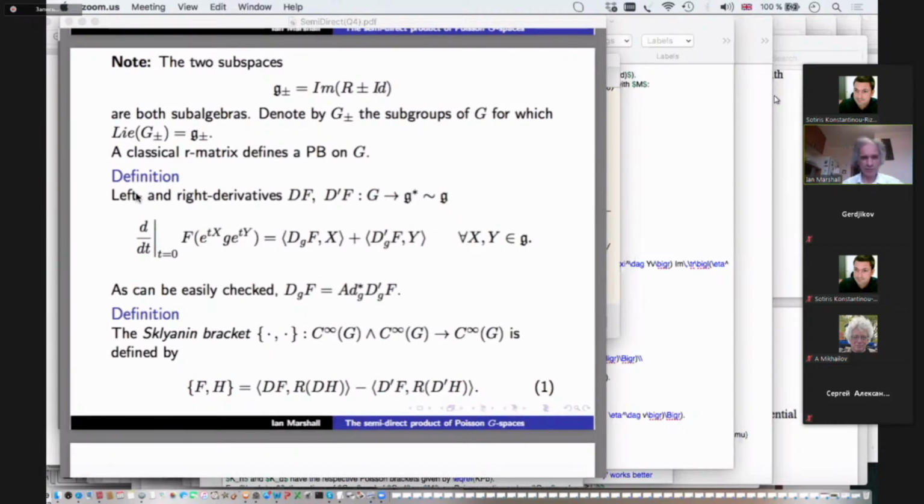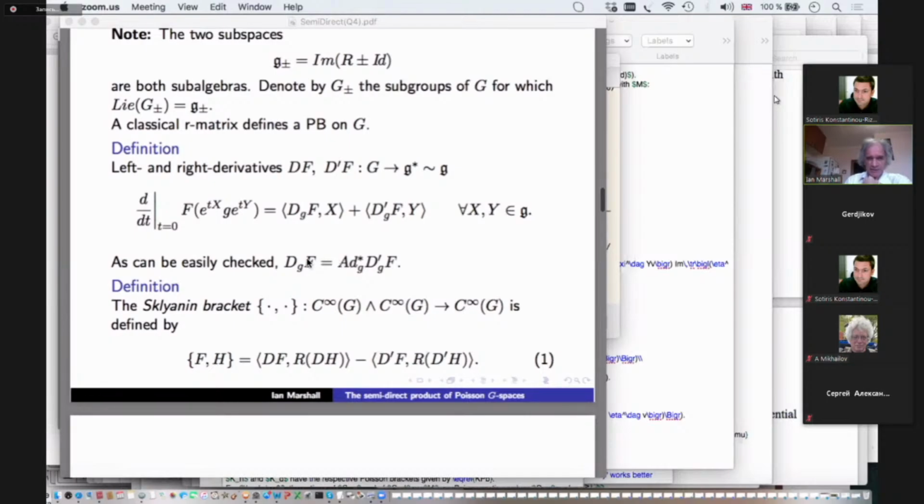First of all, I have to introduce the left and right derivatives. If you take any function, the left and right derivatives of the function are both maps from the group to the dual of the Lie algebra, which in this case I'm identifying with the Lie algebra. This can be done more generally, and later it will be, but here I'm assuming that I can identify these two. So in this case, I get this formula. This is the left derivative and the right derivative. And this is another easy exercise because of the invariance of the inner product.